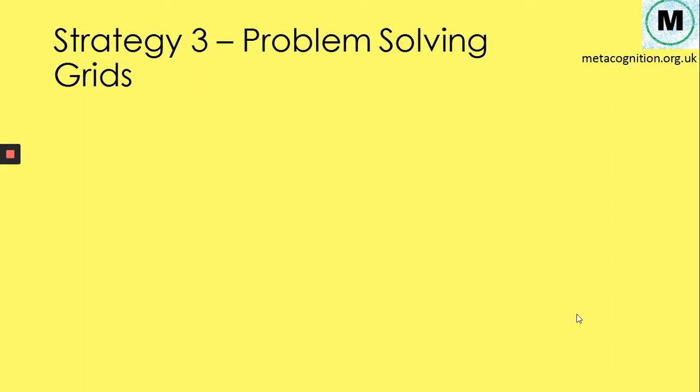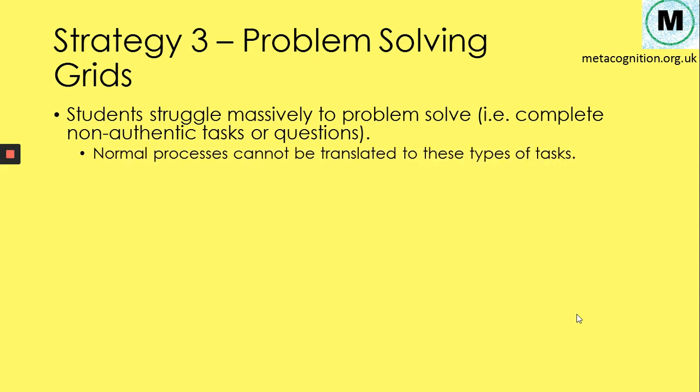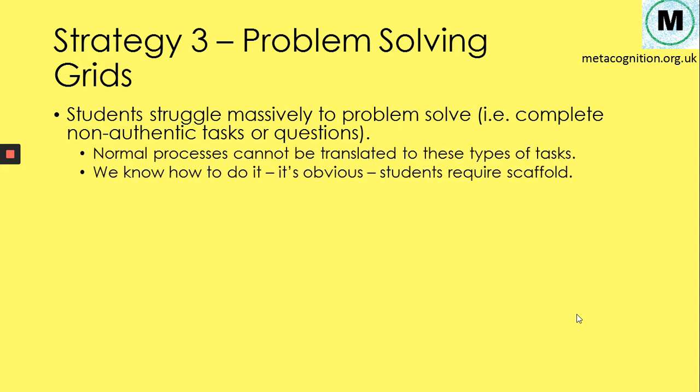The next one is problem-solving grids, and this is something that I've developed over at metacognition.org.uk based upon a huge range of academic research which has shown huge success rates. So problem solving is hugely difficult for students. We know this. Whenever they're trying to complete non-authentic tasks or questions, i.e. application, real-life application, exam questions, they struggle. It might seem really obvious to us, but still students just don't know where to go. They require some sort of scaffold.